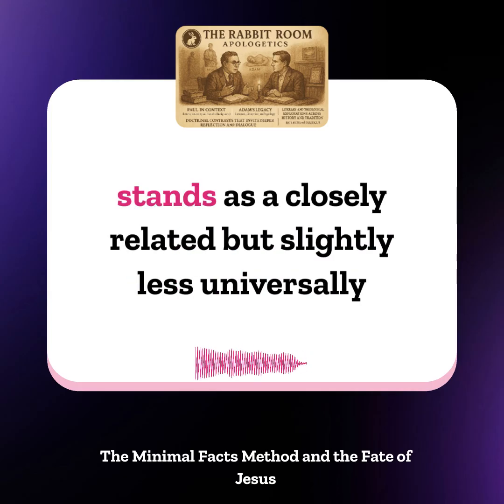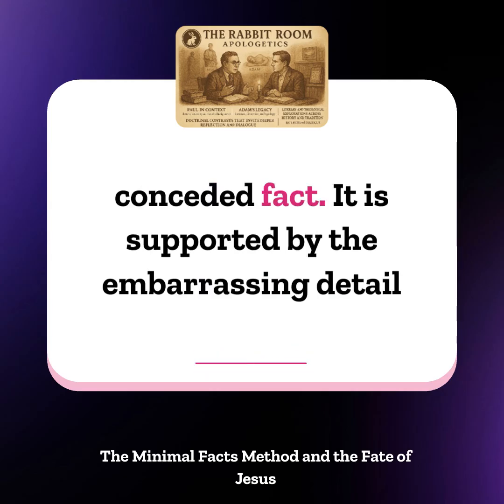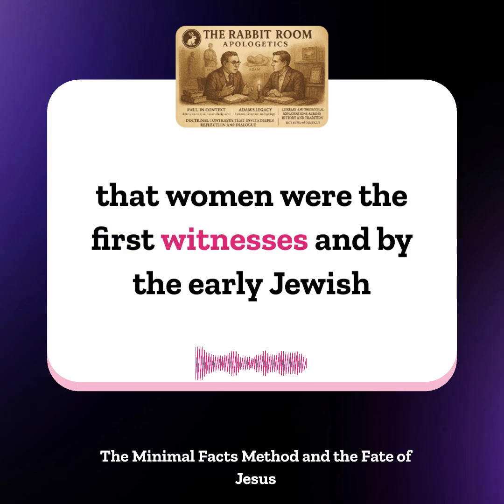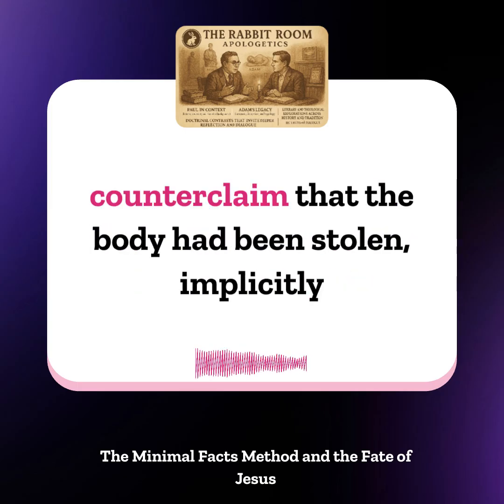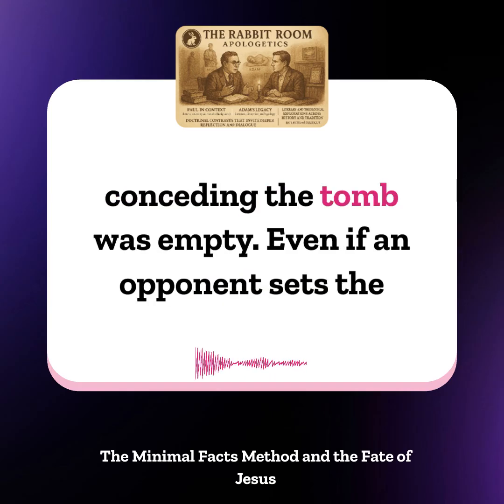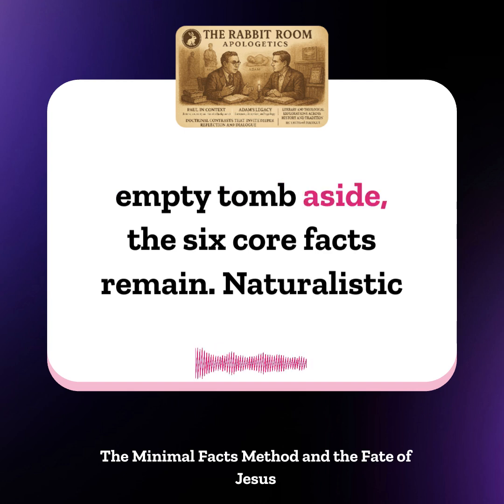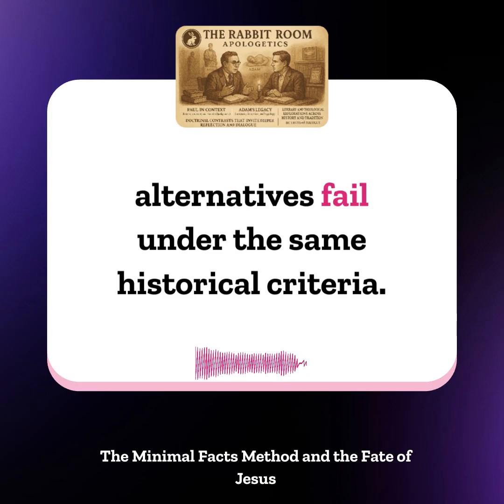The empty tomb stands as a closely related but slightly less universally conceded fact. It is supported by the embarrassing detail that women were the first witnesses and by the early Jewish counterclaim that the body had been stolen, implicitly conceding the tomb was empty. Even if an opponent sets the empty tomb aside, the six core facts remain. Naturalistic alternatives fail under the same historical criteria.